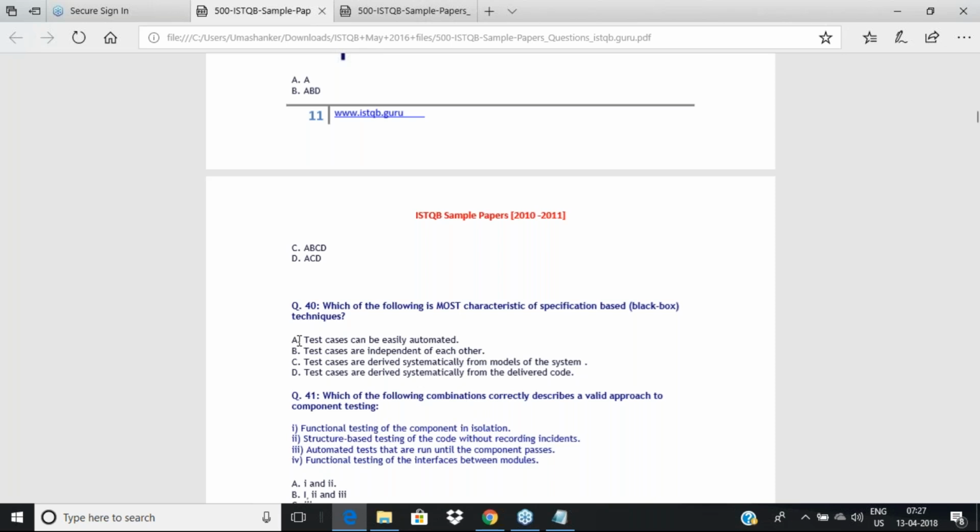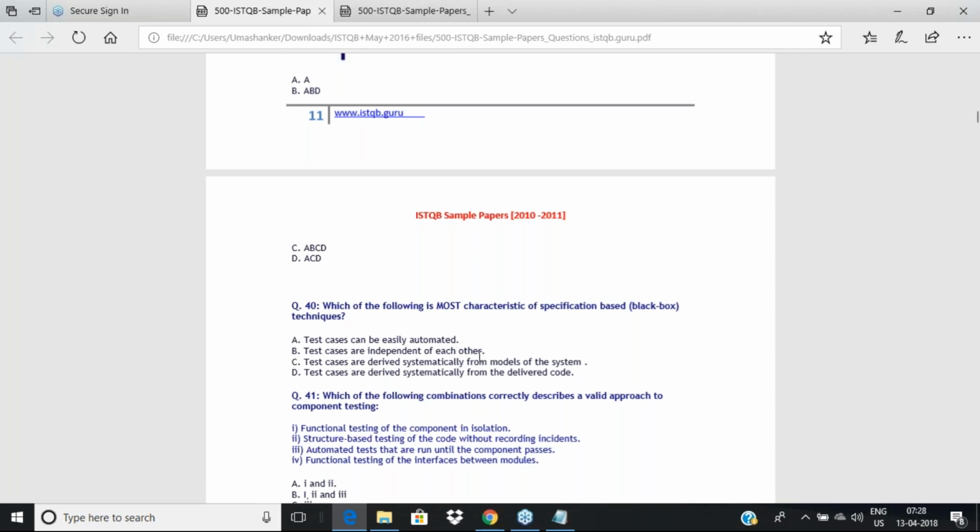Let's look at the others. Which of the following is most characteristic of specification testing? Test cases can be easily automated. No, we cannot say that, right? Black box testing goes on specification. That doesn't mean that test cases can be easily automated. So A also cannot be the answer. A and D are gone. Now between B and C.